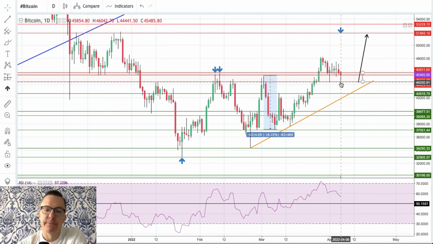Because if it is, then of course we might have a new local low, and then the next target for bears is 42,616. And please notice the fact that in that situation, when we get lower, the possibility to break below the short-term trend line is very high. So we must pay attention to that possibility as well when we are talking about Bitcoin.